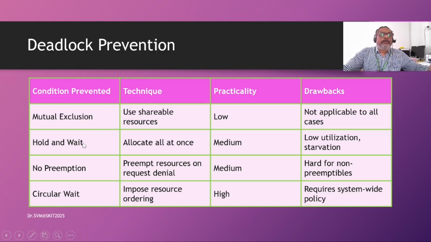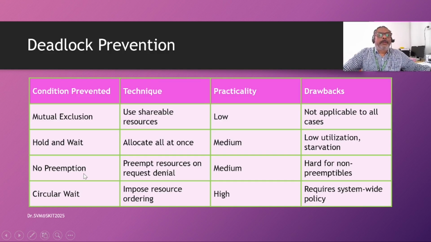Yes, hold and wait condition: if you want to break it, then allocate all at once. All the resources should be allocated at the beginning. That way, either all the resources will be made available or none of them. Therefore holding and waiting is not possible. Either they will hold all resources and continue execution, or hold none and wait. So definitely no deadlock is possible. The practicability is medium. The drawbacks are low utilization and the possibility of starvation.